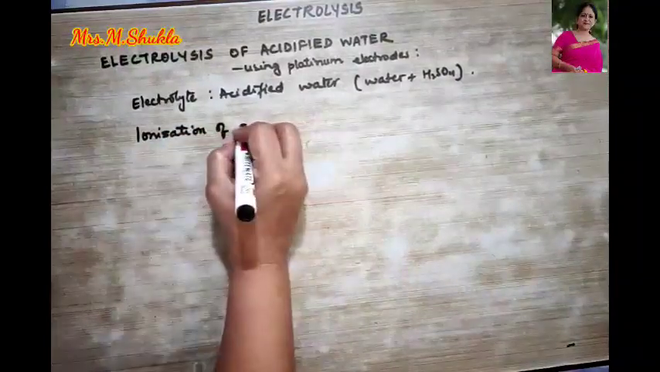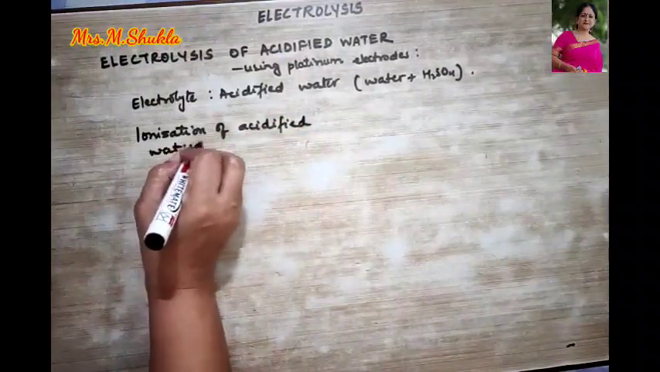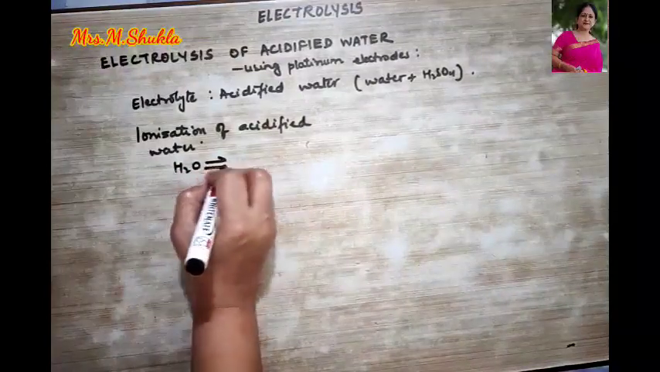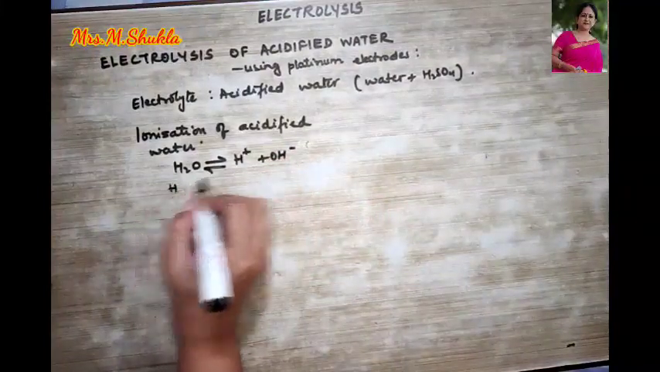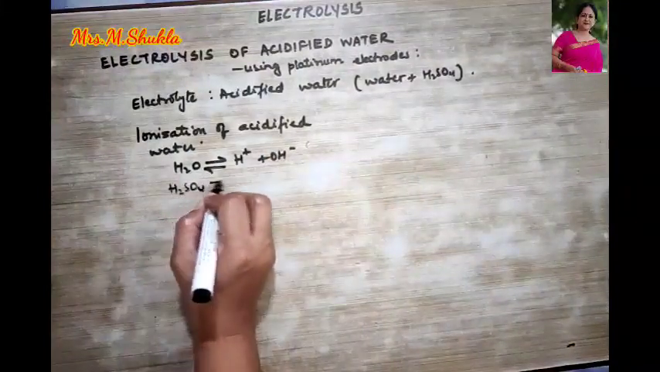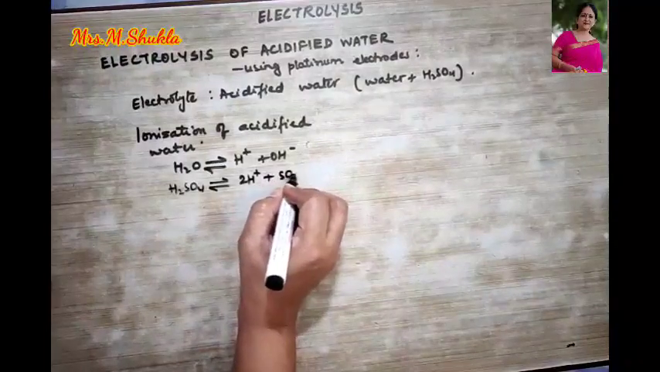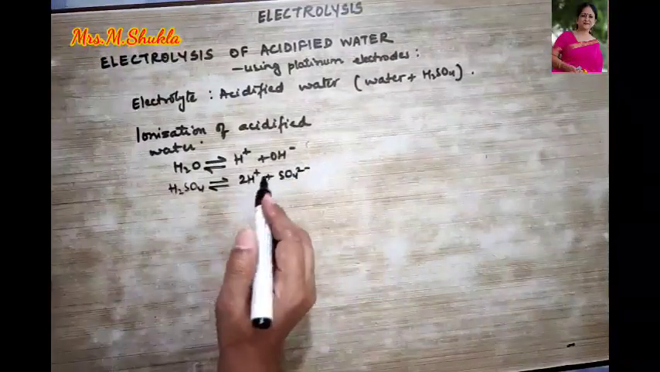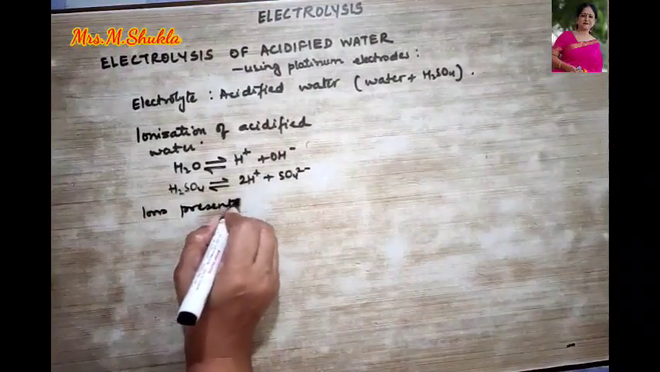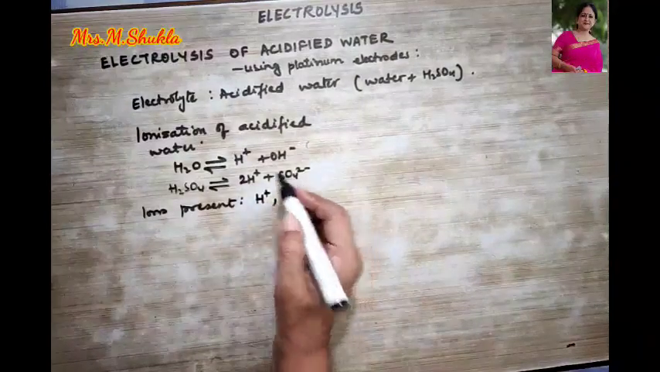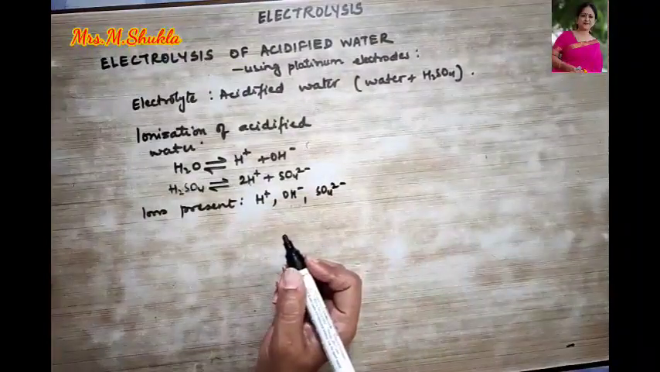Ionization of this acidified water. Acidified water, H2O on heating gives H+ plus OH minus. Okay, but sulfuric acid was also added to it. So what is this going to give? This is going to give 2H+ plus SO4 2 minus. Now what are the ions present over here? Let's see. Ions present are H+ ions, OH minus ions, and sulfate ions, right?